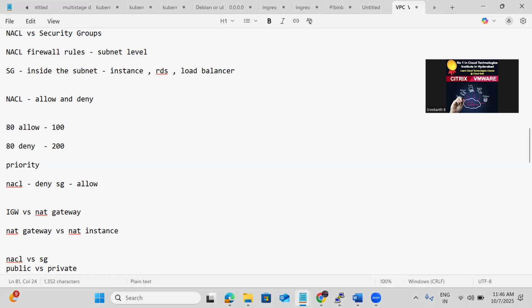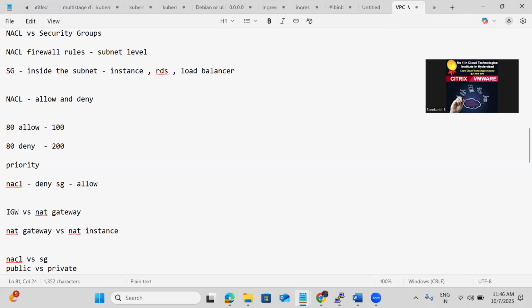My NACL level is deny, and we have allow in the security group. Then can I connect to that instance or not? No, because it is blocked at the NACL level itself, at the NACL firewall. If you want to restrict any traffic, mostly we block it at the NACL level itself.